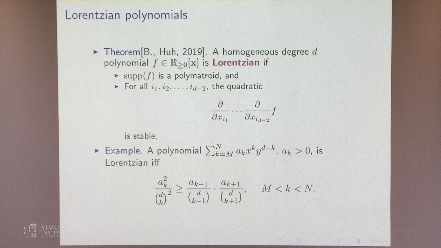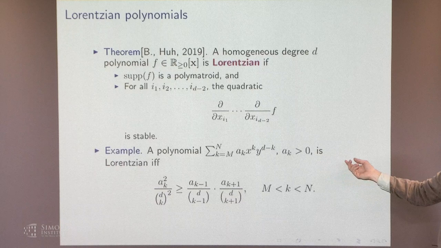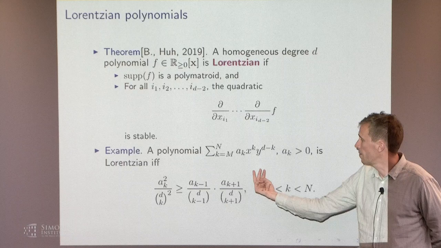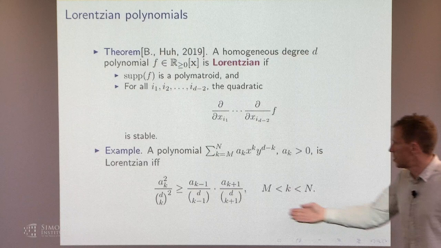And one of the motivating cases is the bivariate case. So what are these polynomials then? Well, if you differentiate D minus 2 times, then you just have to check a polynomial with three consecutive coefficients, and the corresponding discriminant should be non-negative, and this amounts to the Newton inequalities. So for two variables, it relaxes stable, real-rooted polynomials to just satisfying the Newton inequalities.